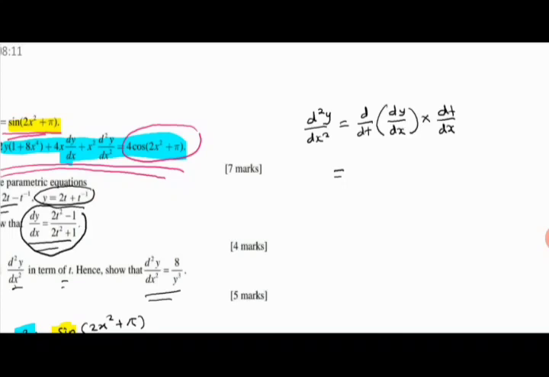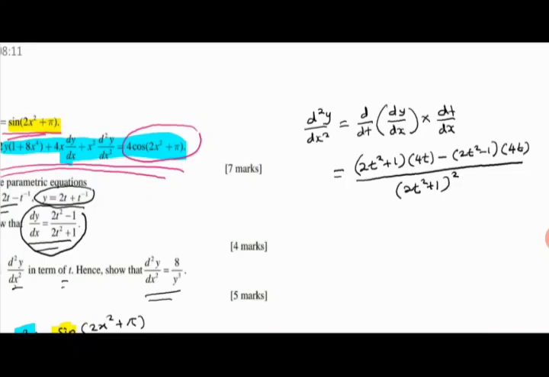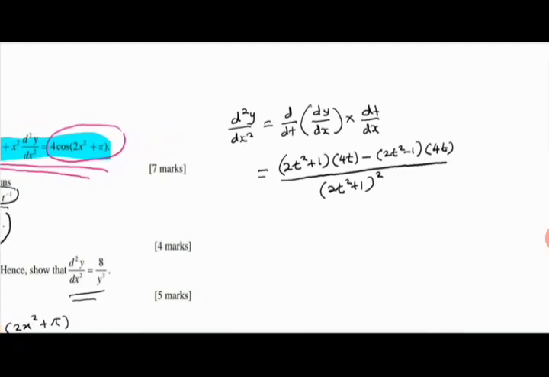Okay, so our dy/dx just now is this, so we have to differentiate this using the quotient rule. The formula for the quotient rule is v, which is 2t squared plus 1, times u prime, which is 4t, minus u, which is 2t squared minus 1. That is v u prime minus u v prime, where our v prime is 4t, divided by v squared, so we have (2t squared plus 1) squared. So that is the formula for the quotient rule.